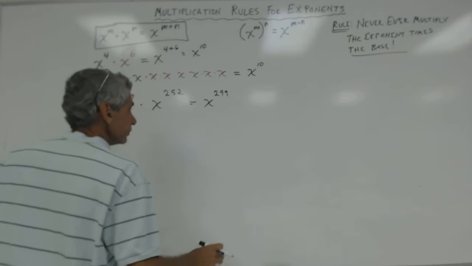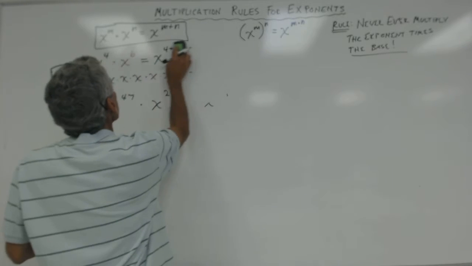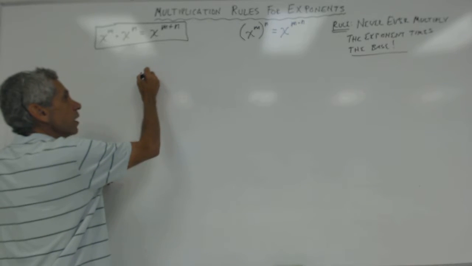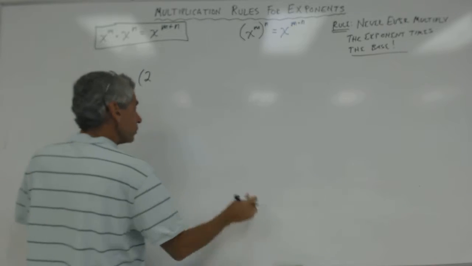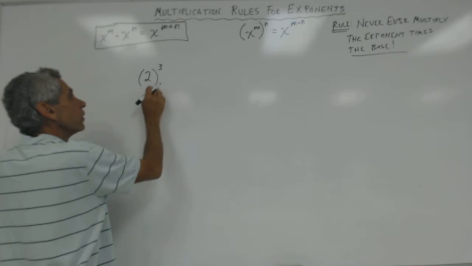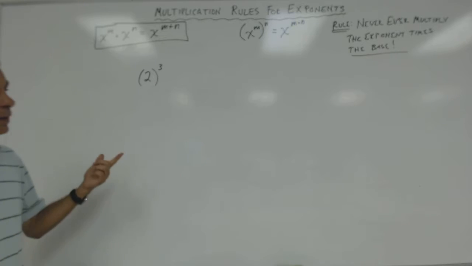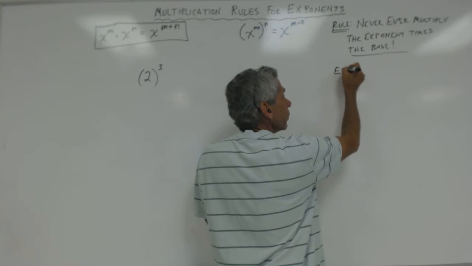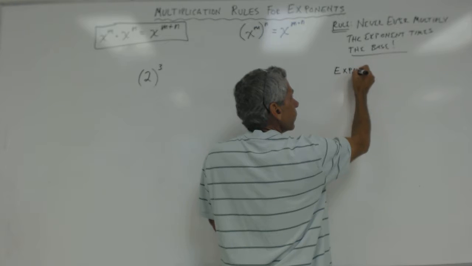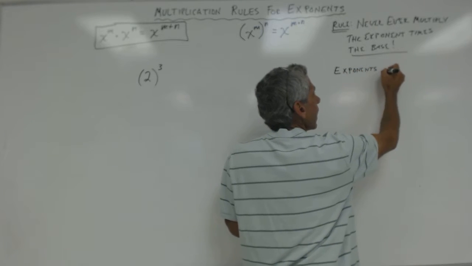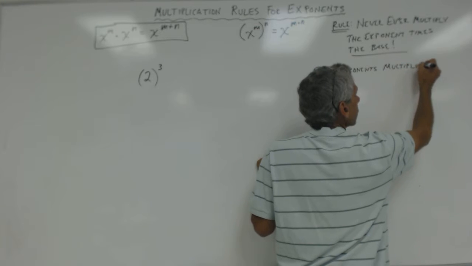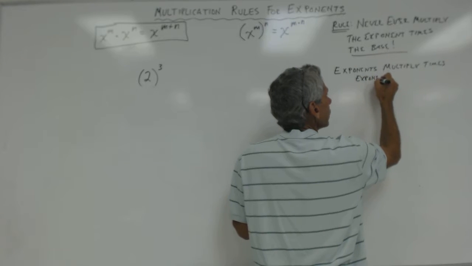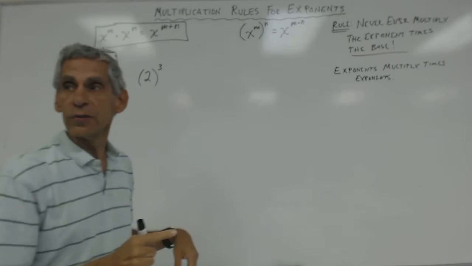So for example, I'm going to erase this so that you can start fresh here. If I had 2 in parentheses raised to the 3rd power, what am I doing? It only affects the 2. Yes, but remember, exponents, when you multiply them, multiply times exponents. Only times exponents. They never, never multiply times the base.